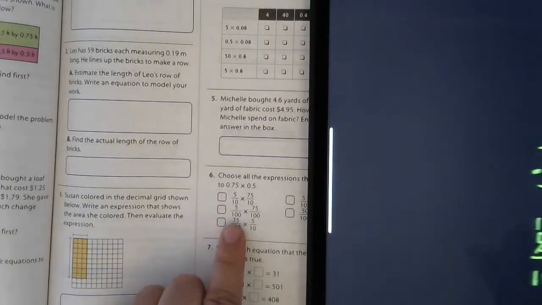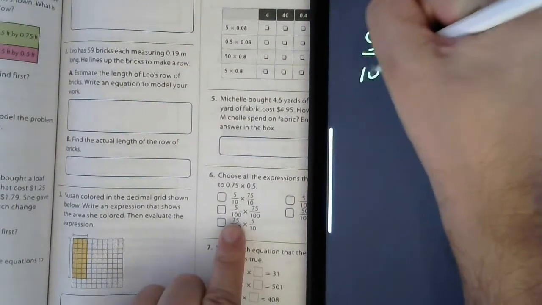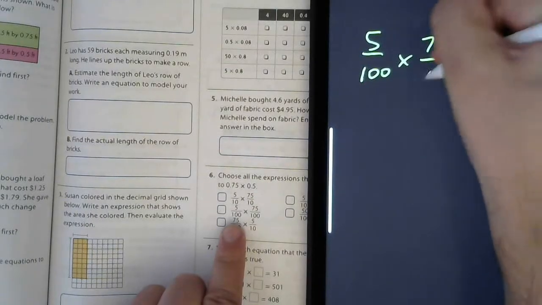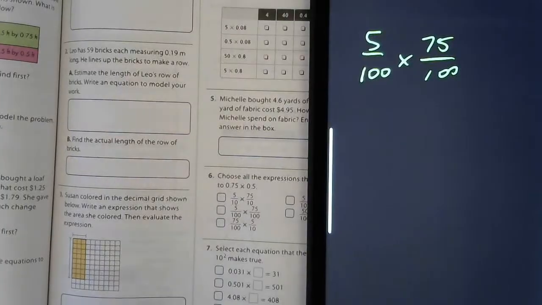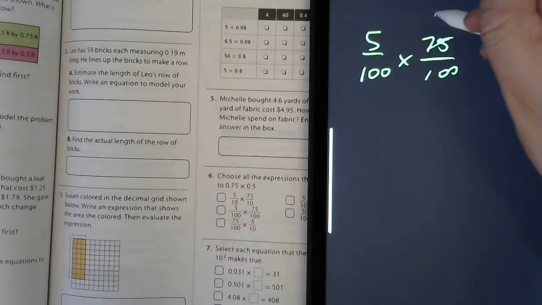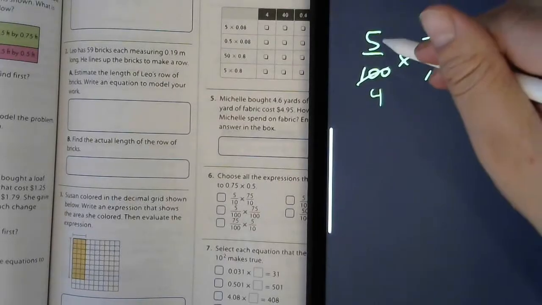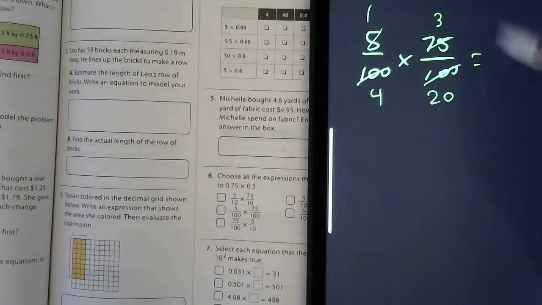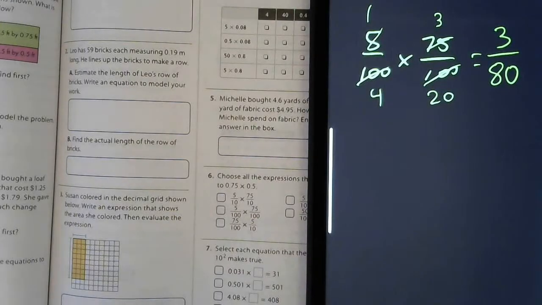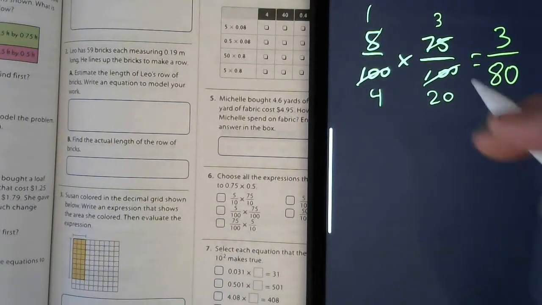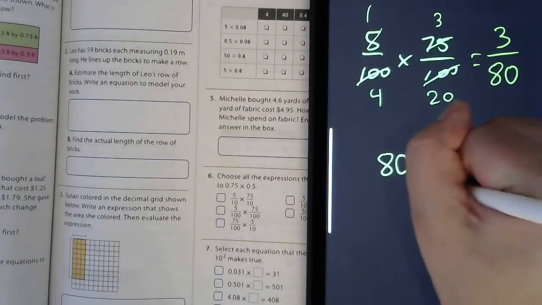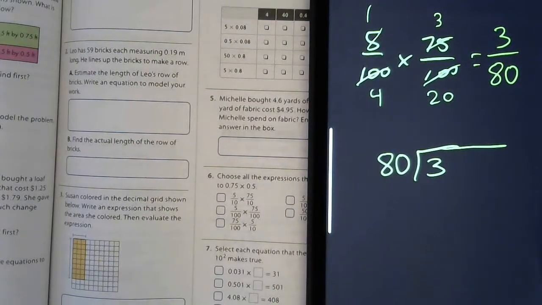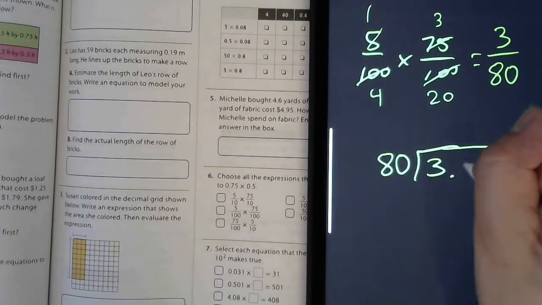We have 5 hundredths times 75 hundredths. Now again, I could cross-simplify. Look, 25 goes into 75 3 times, and it goes into 100 4 times. 5 goes into 5 once. 5 goes into 100 20 times. So I'd end up with an answer of 3, and then 4 times 20 would be 80. That's 3 over 80. Now I can turn that into a decimal by just dividing. I'll take 3 divided by 80. That means 80 is going to be my divisor, and 3 is going to be my dividend. Obviously, 80 doesn't go into 3, but I can add a decimal and a 0.